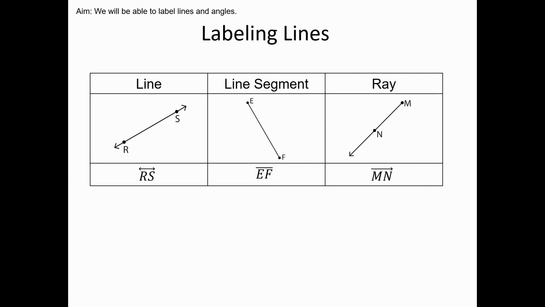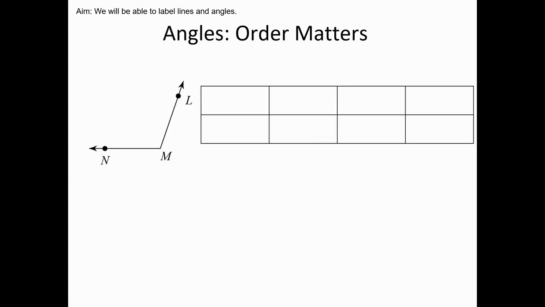But let's talk about labeling angles next, okay? And here's the thing about labeling angles. Order matters, all right? What I mean by that is, well, let me show you a few ways I could represent this angle. A good way to do this is very basic. We can call it angle M. It's pretty nice, right? Angle M, very straightforward. But what would be even better is I could call this angle LMN.